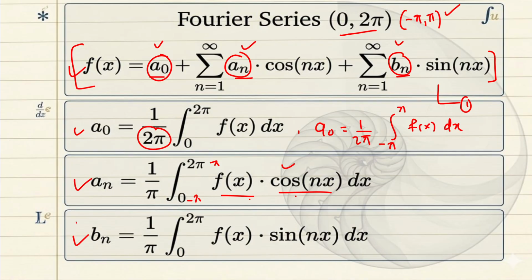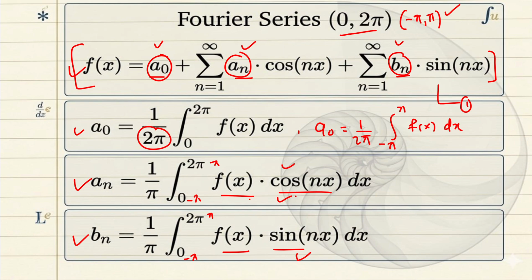So bn is equal to 1 over pi, with limits again the given limits, 0 to 2 pi or minus pi to pi, whatever they are, f(x) into sin nx dx. Remember, to find the value of bn you have to use the sin term, and to find the value of an you have to use the cos term. The formulas are almost the same. Here also you have to use the u into v formula.